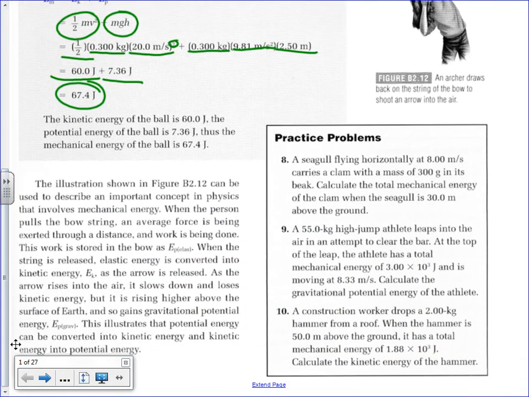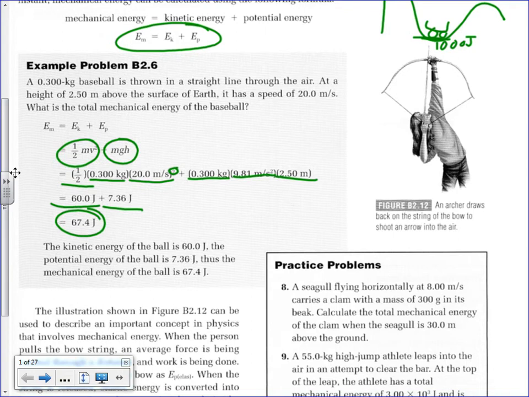Now, the illustration here in figure B212. This is work energy theorem stuff, the drawing back of the bow. If I'm an archer and I draw back this bow, what am I doing? Work. To draw back the bow, I have to exert a force over a distance. Agreed? What am I putting in the bow? Well, no, work is a transfer of energy. So if I pull back the bow, I do work. That means what's now in the bow? Energy. What kind? Potential energy, the elastic potential energy due to the fact that the bow wants to snap back to its original shape.